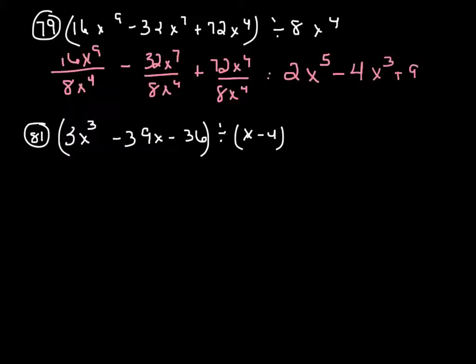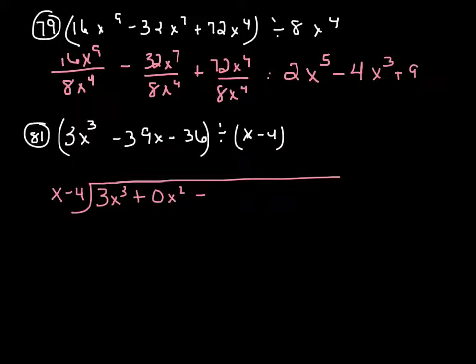Now we're going to divide by a binomial. So I'm going to set this up like a regular long division problem. Since we don't have any x squared terms, I'm going to put in a placeholder. Now we want to find what would we multiply x by to get 3x cubed. Well, that would be 3x squared.